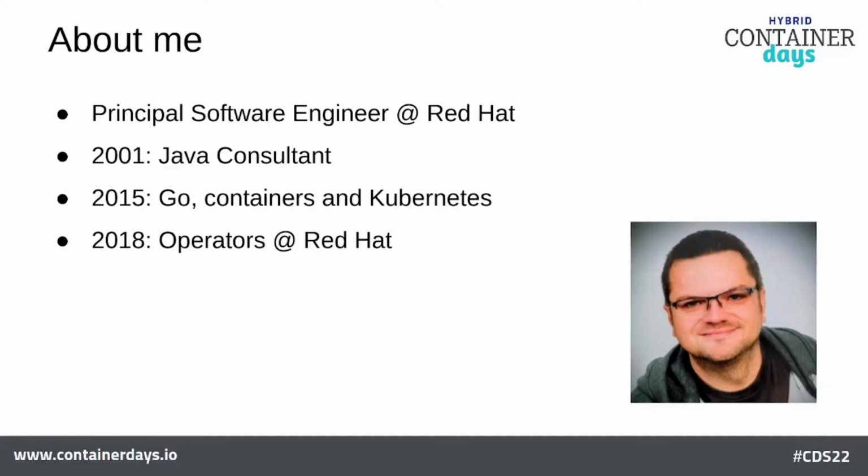A few words about myself. I'm Marc, Principal Software Engineer at Red Hat. I started my professional career in 2001 as a Java consultant. In 2015, I worked on a research project about distributed applications where we investigated Docker and early versions of Kubernetes, and shortly after that I also implemented first components in Go.